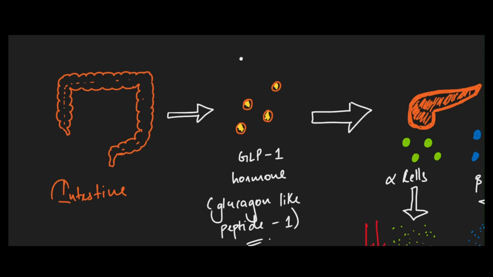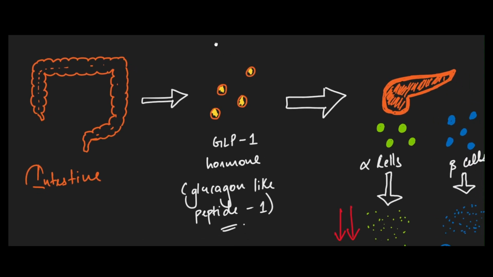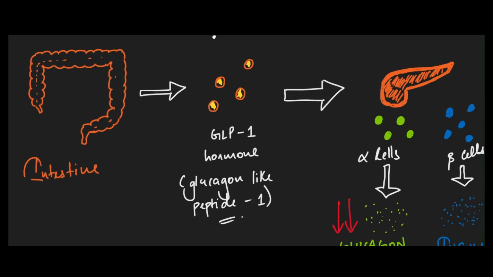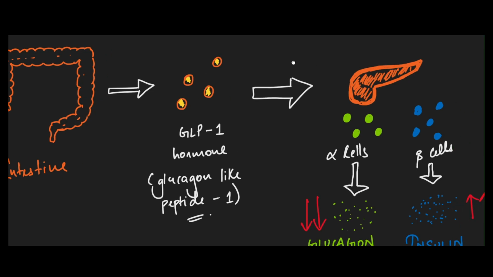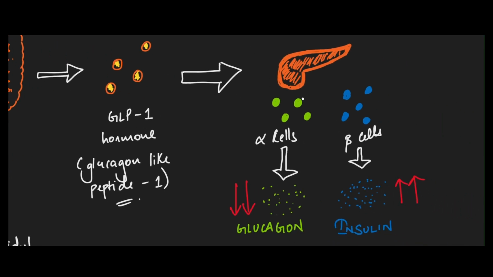Now, before coming to the mechanism of action of sitagliptin, I will explain how it interferes with the normal functioning of the body. So this is the intestine. So once we have food, what happens is the intestine releases a group of hormones known as GLP-1 hormone. So what happens is that the GLP-1 hormone then goes to the pancreas and it activates the pancreas cells.